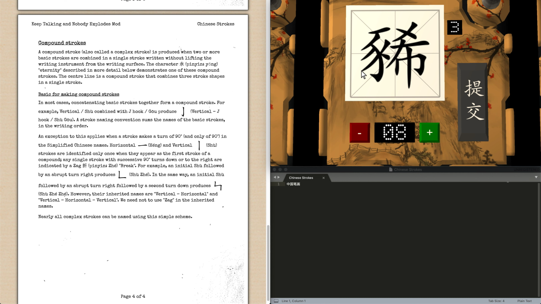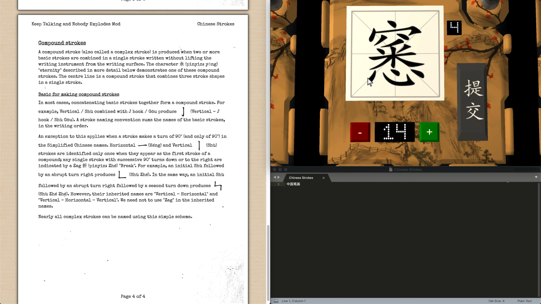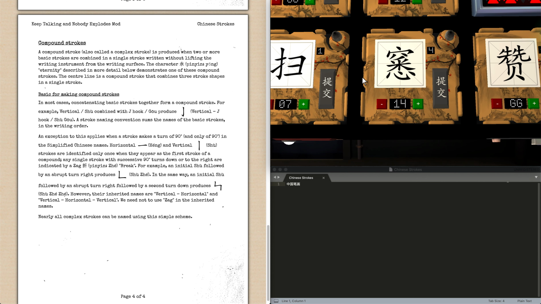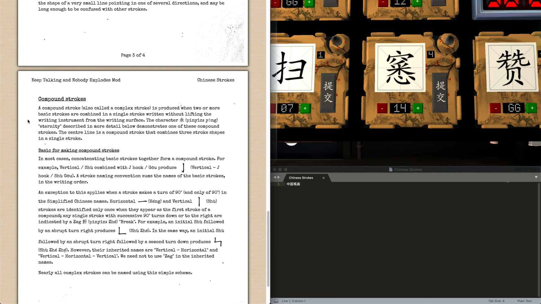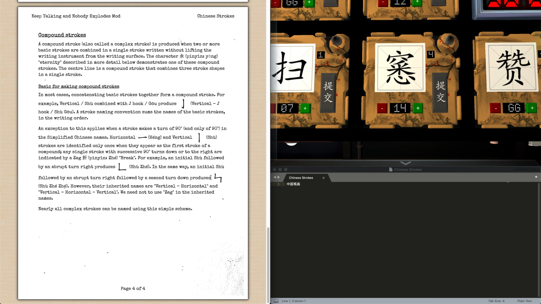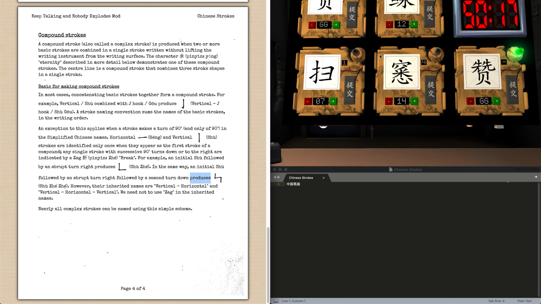1, 2, 3, 4, 5, 6, 7, 8, 9, 10, 11, 12, 13, 14. Let's see if I'm right. Yes. I haven't gotten this symbol, but there is a symbol that throws me off even. And it's similar to a triple compound stroke like the vertical, horizontal, vertical mentioned earlier.